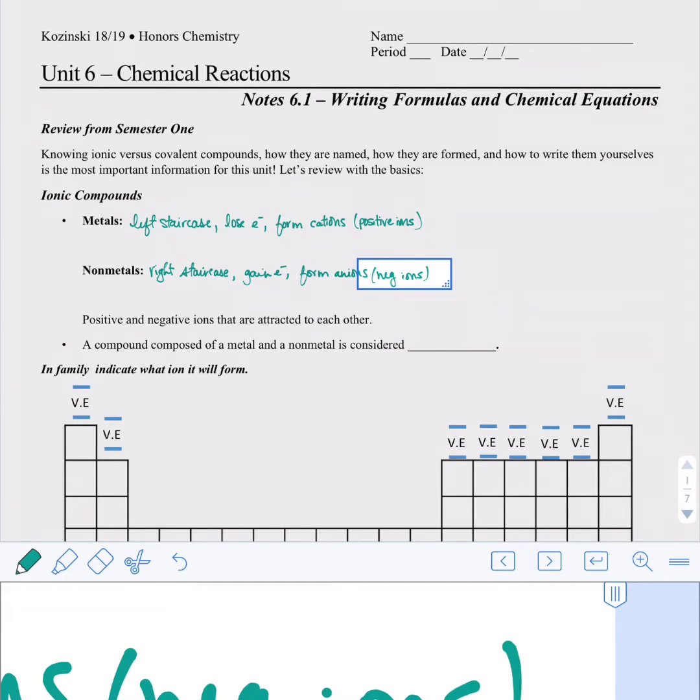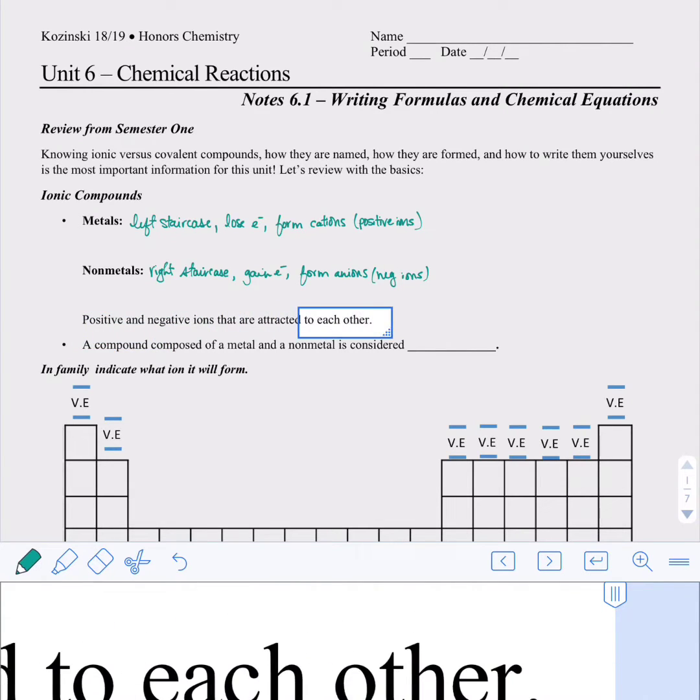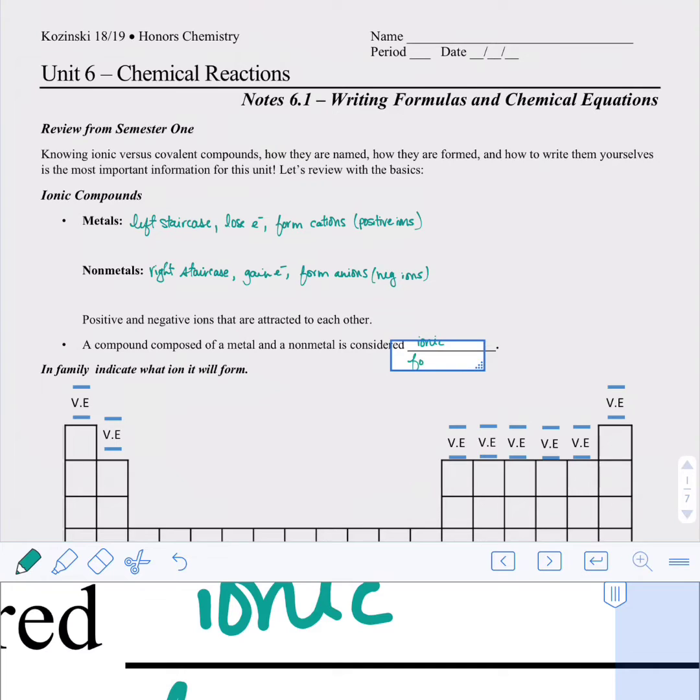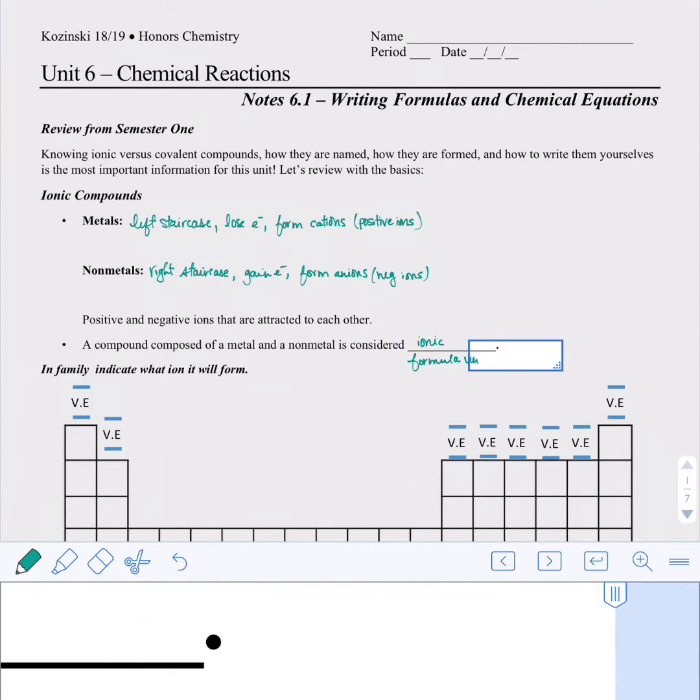Okay. So when these positive and negative ions are attracted to each other, they compose a compound with a metal and a nonmetal, and it's considered ionic. Another word that we called an ionic compound was formula unit. So don't forget about that word, it might pop up again. A formula unit is a type of compound. If it's a formula unit, that means it has an ionic bond.